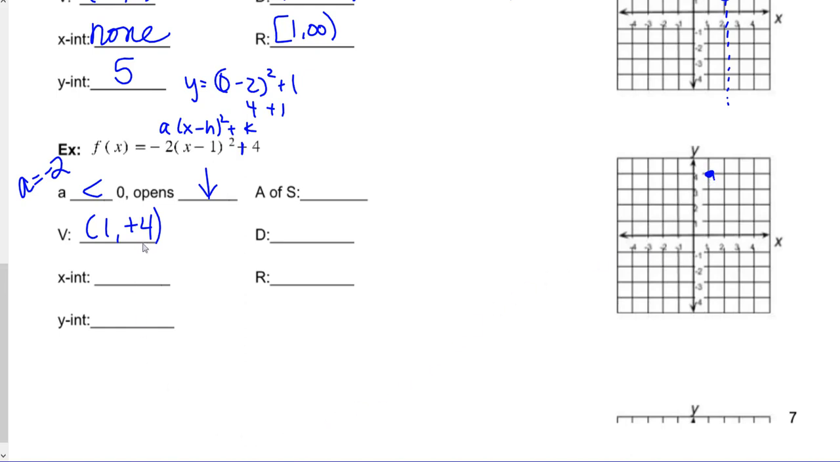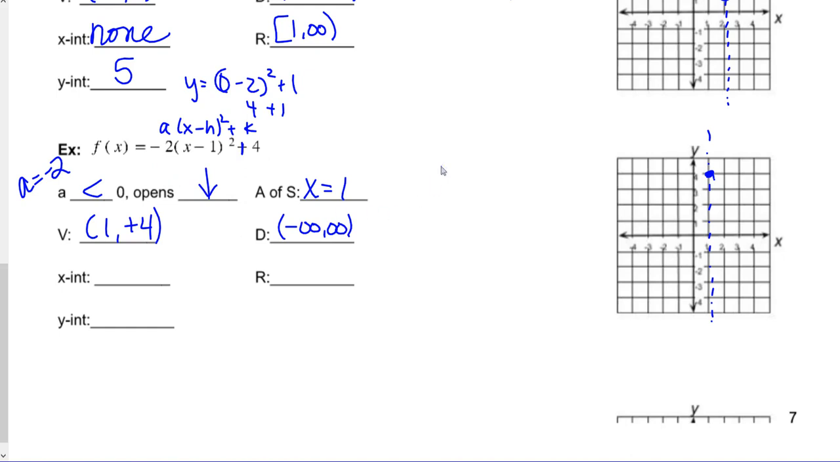Now, once you have your vertex, let's talk about the axis of symmetry. It's always x equal to the x value of your vertex, so it's x equaling 1. If I graph that line, that's what it would be. Domain is always going to be all real numbers for all of these parabolas, but our range is going to be dependent upon where we graph it.